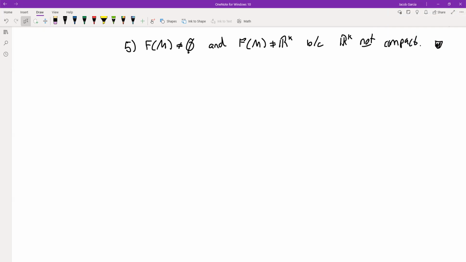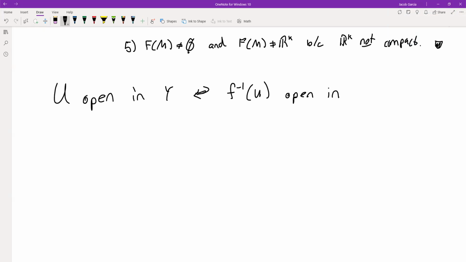Okay, so to show f is a quotient map, we want to show a set U is open in Y if and only if its pre-image is open in X. And we immediately get that if U is open in Y, its pre-image is open in X just because we're told the map is continuous. So now we need to start with a set U in Y and the knowledge that the pre-image is open and try and show that U is open.